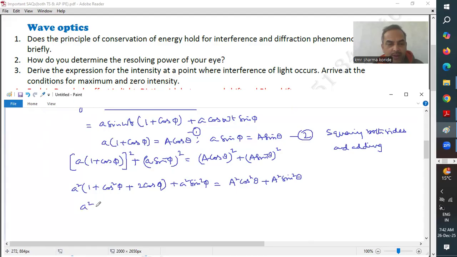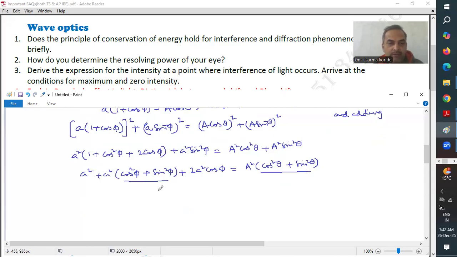So this is going to be A squared, and you can take cos squared phi plus sin squared phi out common, plus 2A squared cos phi. On the right side, A squared common, cos squared theta plus sin squared theta. Therefore this is a trigonometric identity, and this is also a trigonometric identity, so their values are 1. Now we write A squared plus A squared, so this is going to be 2A squared.